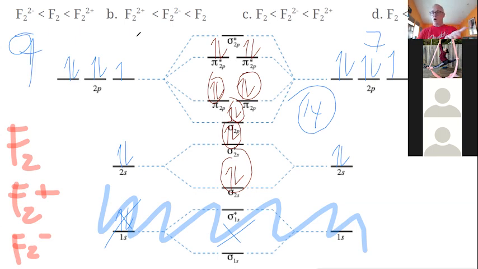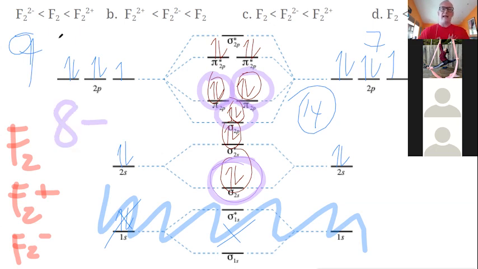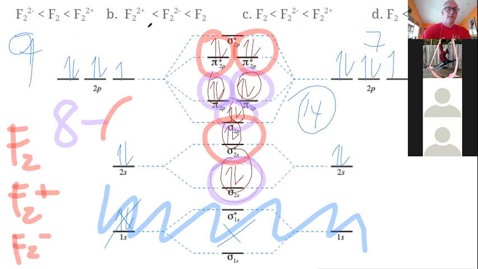So how many bonding electrons do I have? 2, 4, 6, 8. I've got 8 bonding. Then how many anti-bonding do I have? 6. So in the star orbitals I've got a total of 6. So I have a net of 2 bonding electrons. Now I divide that by 2, and what's my bond order for F2 going to be? 1.